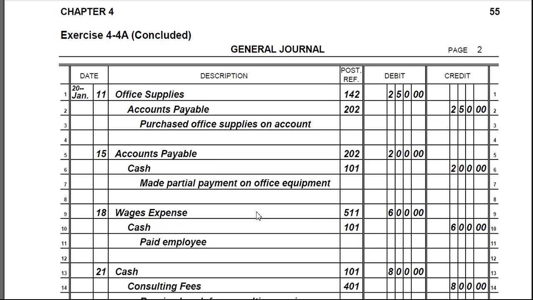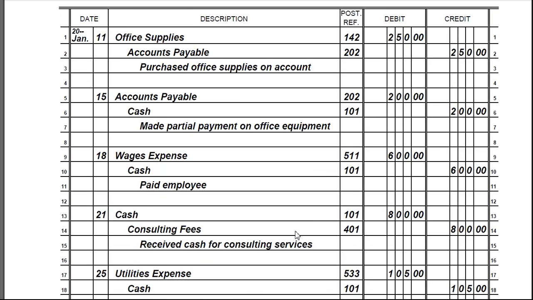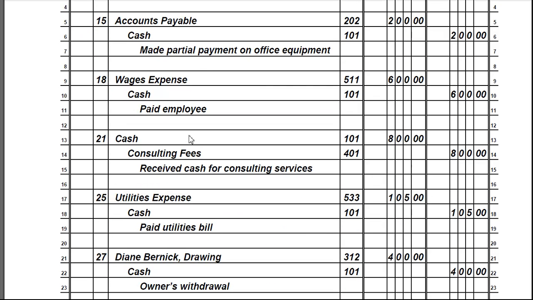On the 18th, it said I paid my part-time employee $600, so debit wages expense for the $600, decrease credit cash for $600 because I'm paying them. 21st, received cash for services rendered, so I increased my cash because I received it, and then I credit my revenue account because it was for services rendered for the $800. Then I paid my utility bill, so I debit utilities expense for $105 and credit cash because I paid cash for $105.